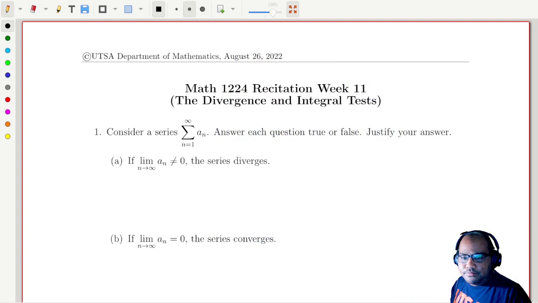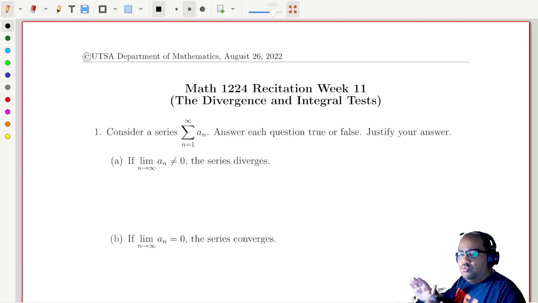So in this video, we're going to look at a pair of tests. And in this one, we're actually just going to look at what I call the easiest gut reaction here, and that's called the divergence test. So we're going to jump into it.